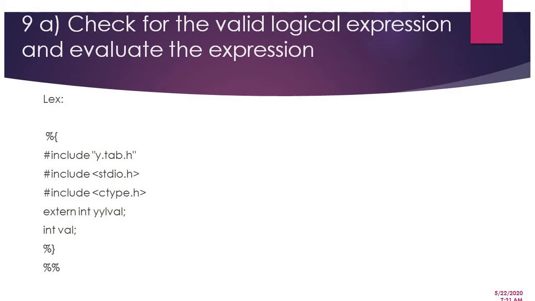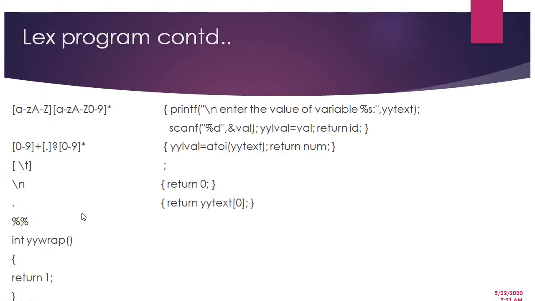It is having again a lex file which has a definition section, contains y.tab.h, stdio.h, ctype, and yylval, which is an external integer variable, and a local variable. It has a rule section which is returning only two types of token, id and number. Id means that it is either small a to z, capital A to Z, or any particular letter followed by a digit.